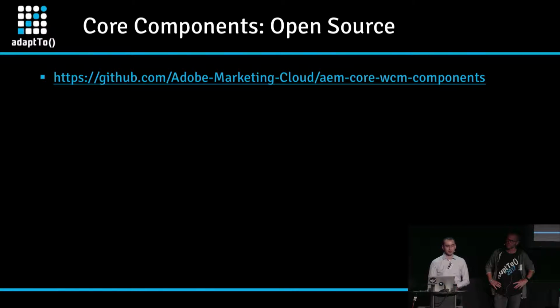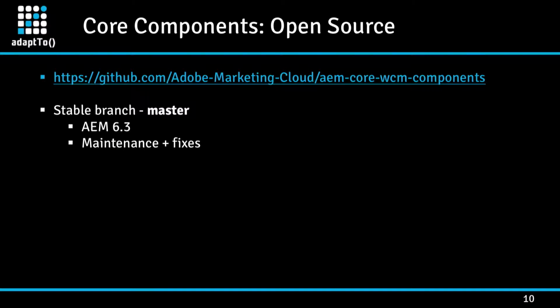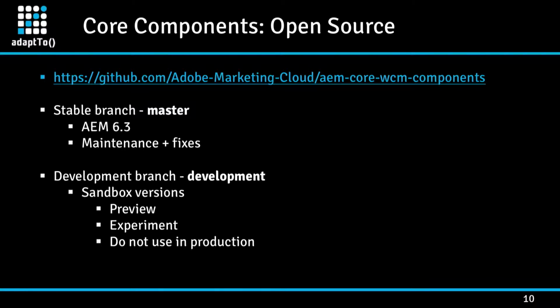Now, the best thing we think about these core components is that they are open source. They are available on GitHub. You have access to the code. You have access to the latest developments, and we are trying really hard to keep an ongoing community there. Of course, there are two branches. We have the stable branch, which is on master, which is targeting AEM 6.3. It also includes, from time to time, maintenance and fixes. And there's also a development branch, which is using sandbox versions of the components.